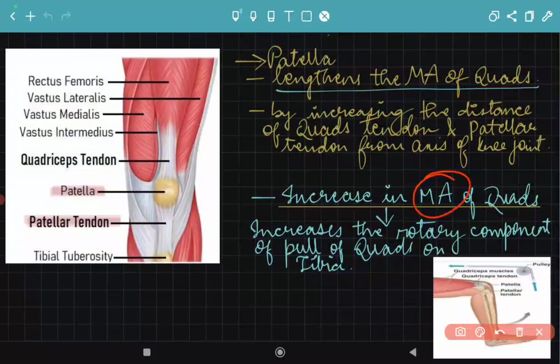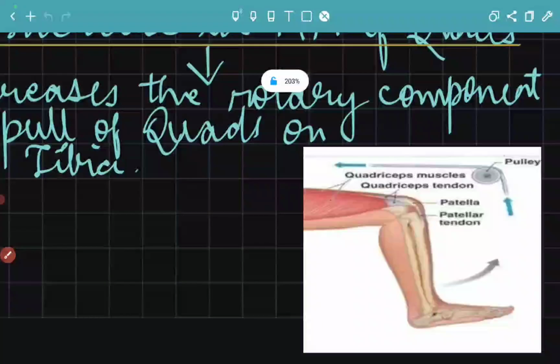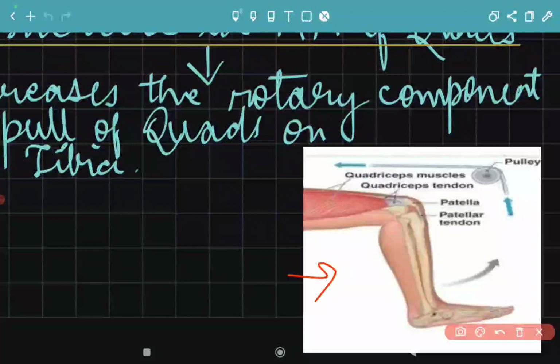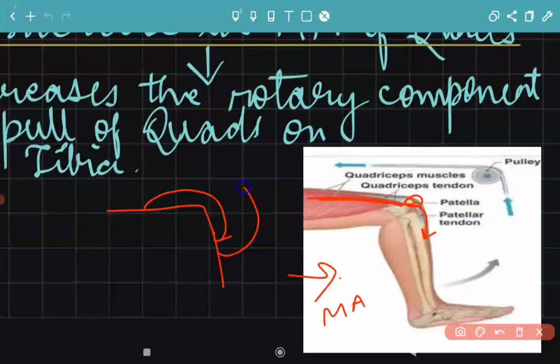Increase in this movement arm of the quadriceps means what? That will increase the rotary component of pull of this quadriceps muscle on the tibia. If we consider this diagram, what this patella does is increase the movement arm of the quadriceps. That means it increases the pull of this quadriceps muscle on the tibia, so that the quadriceps can pull this tibia up easily and with more force. So it increases the rotary component of pull of the quadriceps on this tibia.